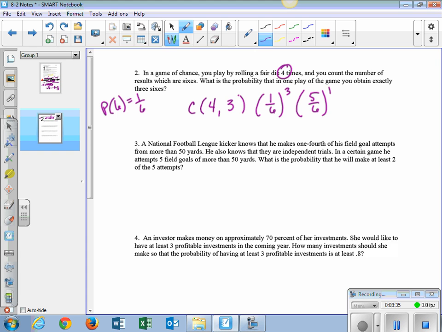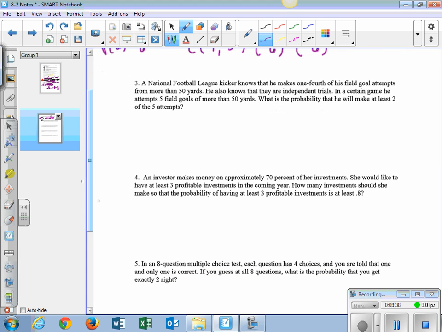Alrighty, that's number 2. Number 3, a National Football League kicker knows he can make 1/4 of his field goal attempts from more than 50 yards. So I'm going to write the probability that he makes them is 1/4. He also knows they are independent trials. In a certain game, he attempts 5 field goals of more than 50 yards. What is the probability he will make at least 2 of the attempts? So if he makes them with the probability of 1/4, he's going to miss them with a probability of 3/4. He's going to make at least 2 of the 5 attempts.